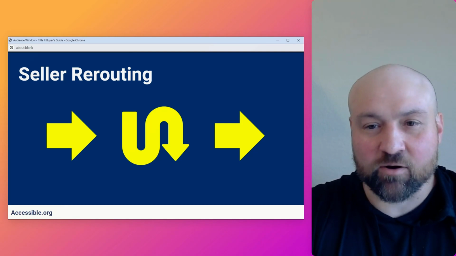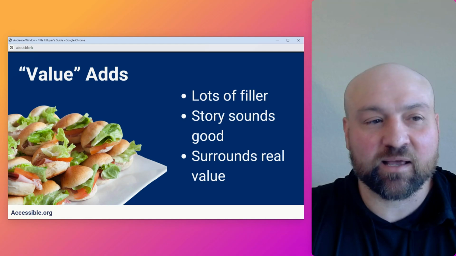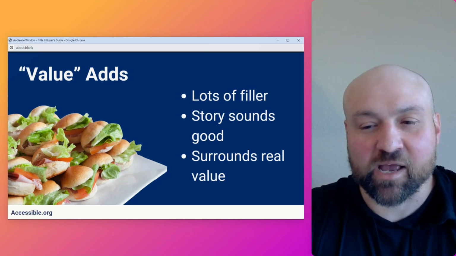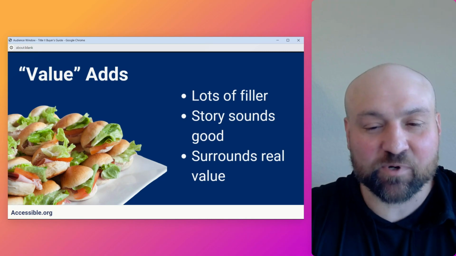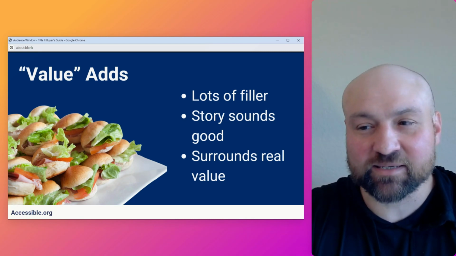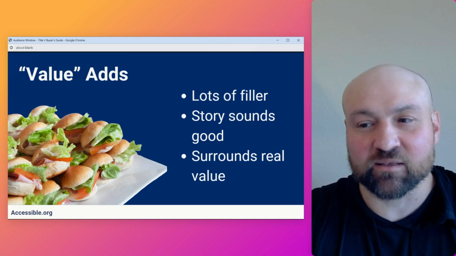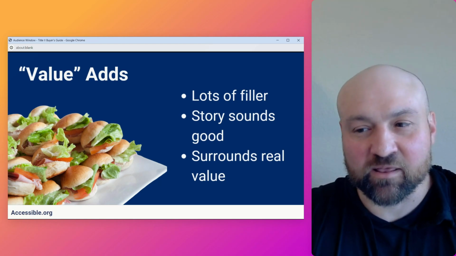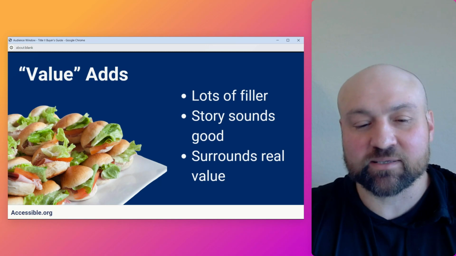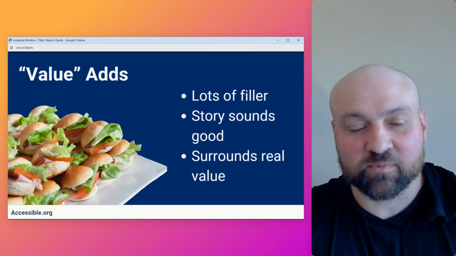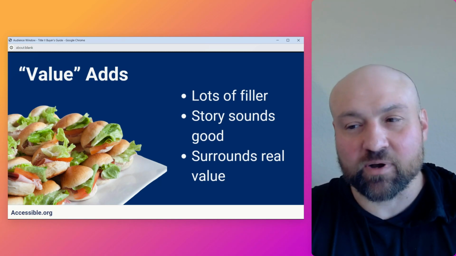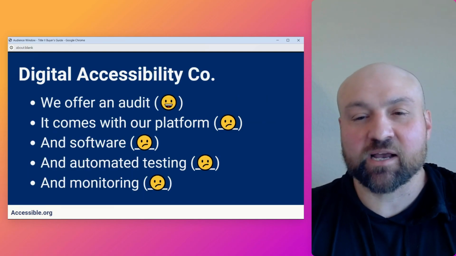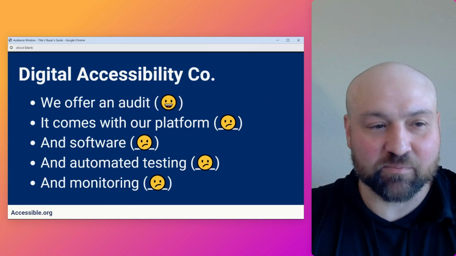And let's talk about how sellers reroute you. On this slide, I have "quote, unquote, value adds." And there is a picture of a plate of sandwiches where the sandwiches are mostly bread and lettuce. One of the bullet points I have is "lots of filler, but the story always sounds good." They've got a really good story that they walk you through. What happens is you will have something that has real value, and then you will have the filler around the real value.